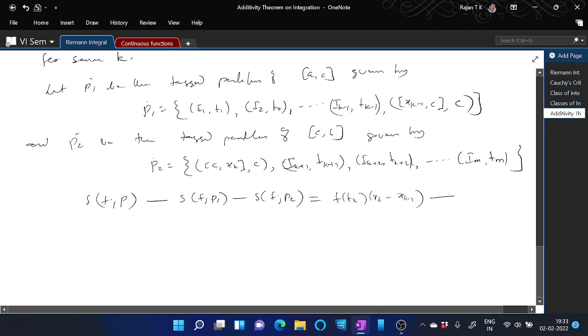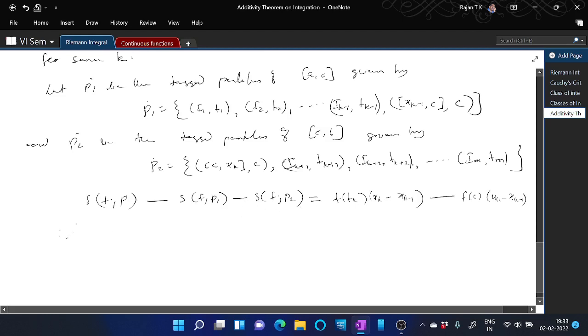minus f of c into xk minus 1. All other terms get cancelled because all the terms are the same, that of S of P1 and that of S of P2 and S of P. Many terms except these two terms are the same, and therefore S of P minus S of P1 minus S of P2 will be f of tk into xk minus 1 minus f of c into xk minus 1.